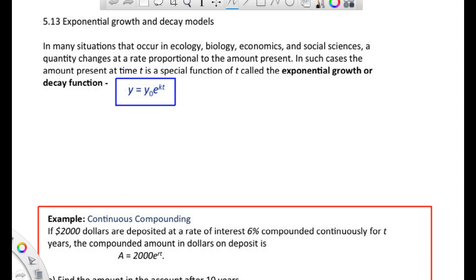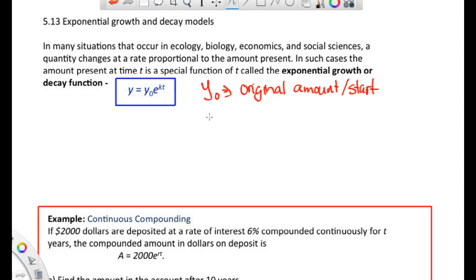Now, they don't end up looking like that a lot because the y sub 0 here is usually replaced with letters that represent something. But let's just talk about what this stuff stands for a little bit. So the y sub 0, the O stands for the original amount of whatever we're looking for. Bacteria grow exponentially. Money, if it's invested, grows exponentially. So that's the original amount. You can also think of this as the starting amount.